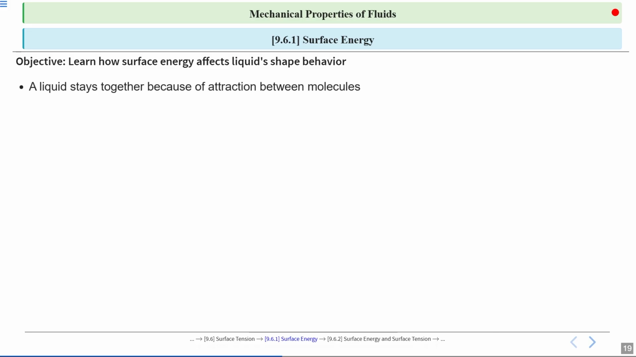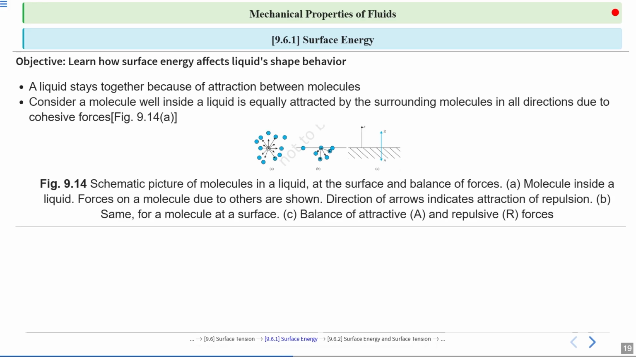Now, let's focus on why a liquid stays together. It's because the molecules inside the liquid attract each other. These are called cohesive forces. Imagine water droplets forming on a leaf. That's the result of these molecular attractions holding the liquid together. This attraction is what keeps the liquid from just flying apart. So consider what happens to a molecule that's deep inside the liquid. It's pulled equally in all directions by the surrounding molecules, so the forces balance out.